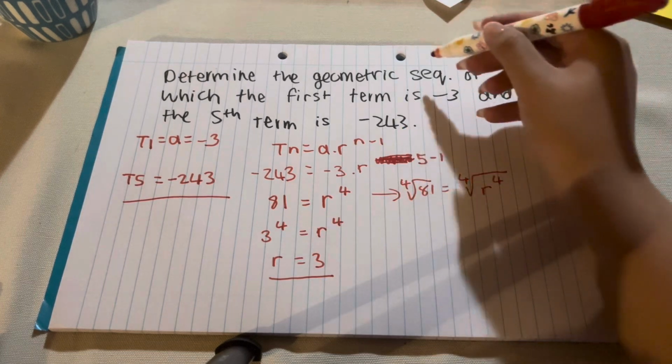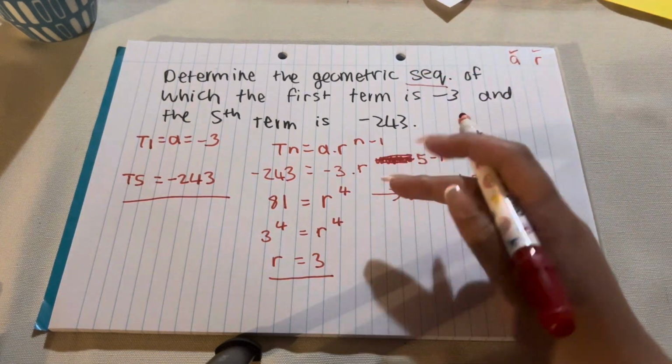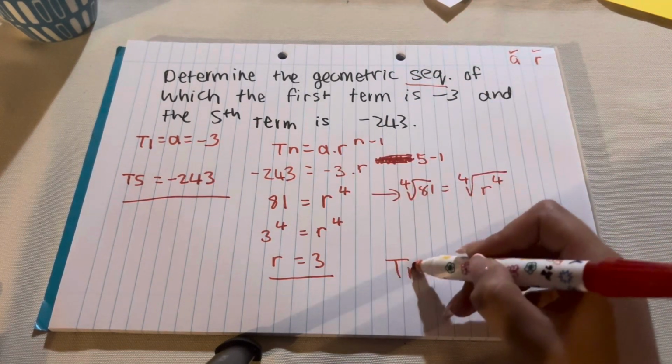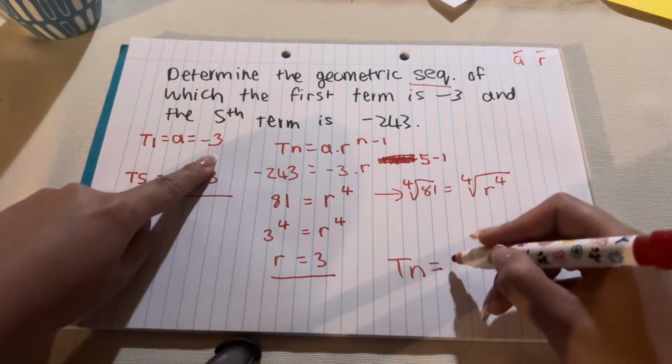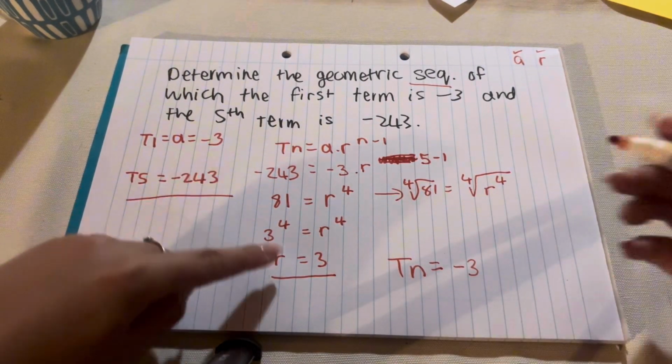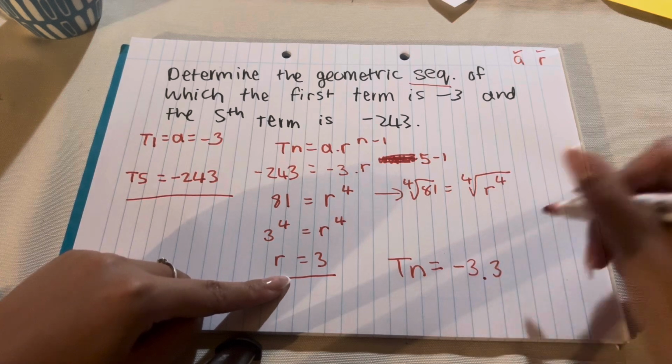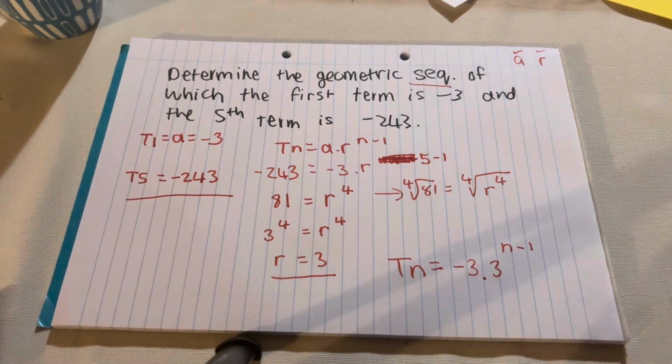So to now figure out the general sequence, we put it in the structure. Tn is equal to a, that's minus 3, times r, which is 3, raised to the power of n minus 1.